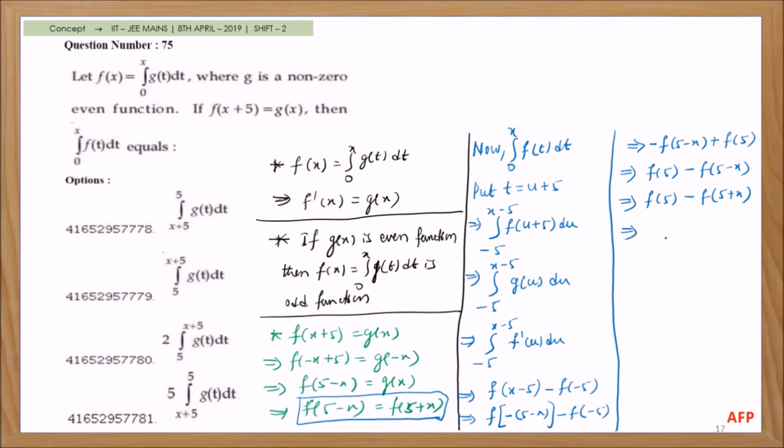So using integration we can write the upper limit as 5 and the lower limit as 5 plus x, f dash of u du. Okay, so this you can write as the integral from x plus 5 to 5 of g of u du. The change of variable you can make, so u can be replaced by t. So this is the answer we are getting. Option 1 follows.